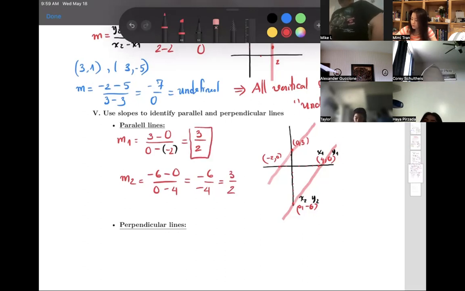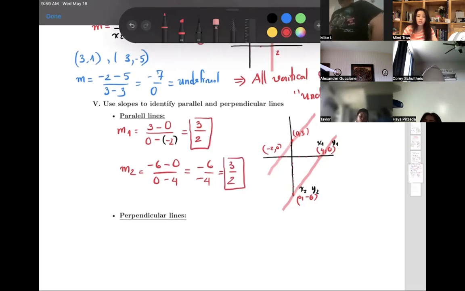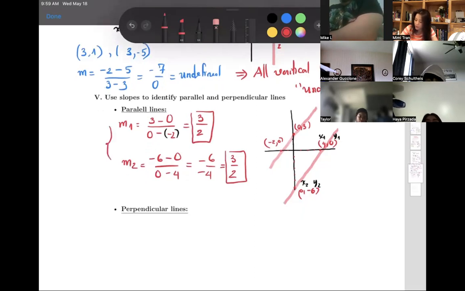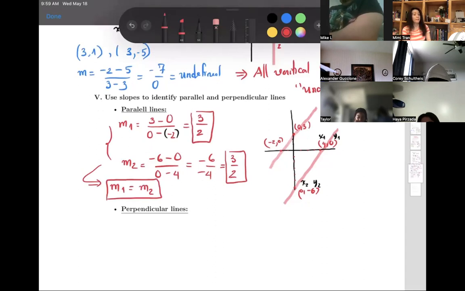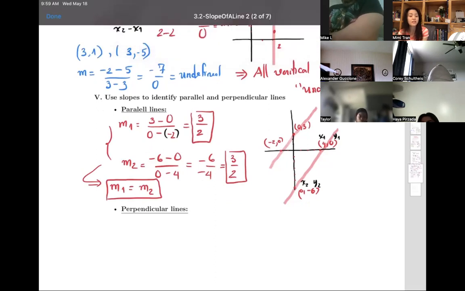What do you think about these two slopes? They're the same, right? So we can conclude that for the parallel line, the slopes are the same. M1 equals M2. And you should remember this. For parallel lines, the two slopes are the same. It makes sense because it had the same rise and the same run, right?